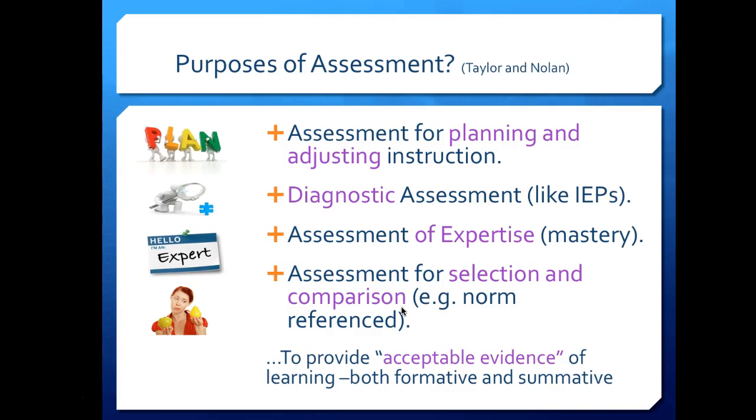And assessments for selection and comparison, which you're not going to be developing, but students have to use, have tested on regularly, norm and criterion reference testing. All of this is to provide acceptable evidence of learning, both formative and summative. What shows you that students have learned what it is you're hoping they will have learned?